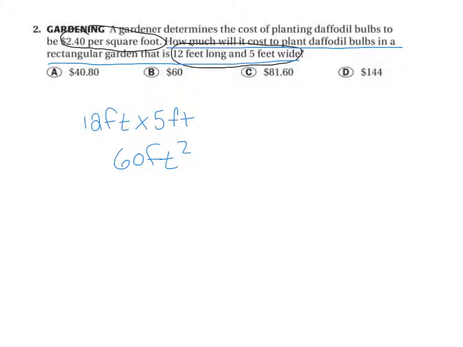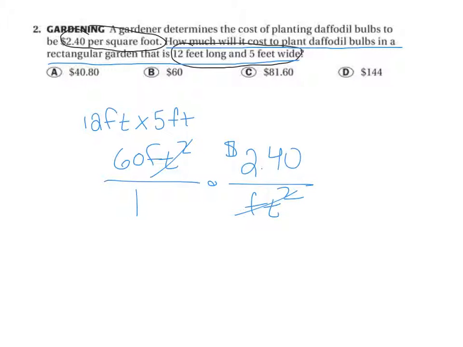So again, let's look at this. We already have the 60 feet squared on the top. Now look, see how it says per square foot. So this is $2.40 because we want the dollars on top because we're going to end with dollars per square foot. So those cancel out. 60 times 2.40 would be $144. Okay. Do we have that option there? Yes. So the correct answer is D.